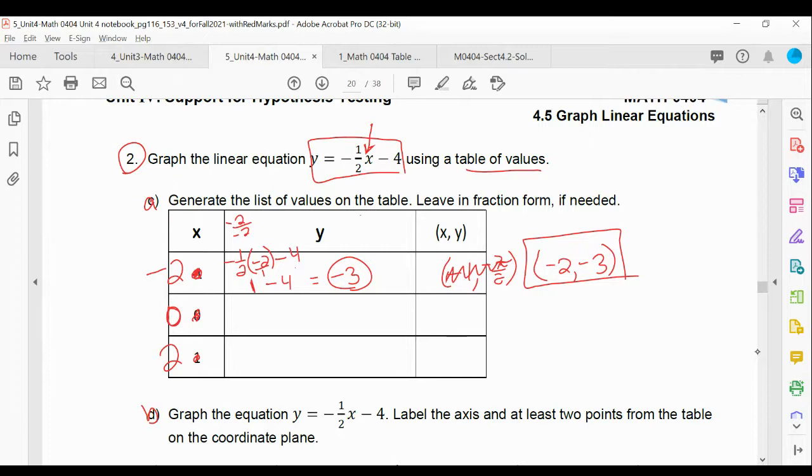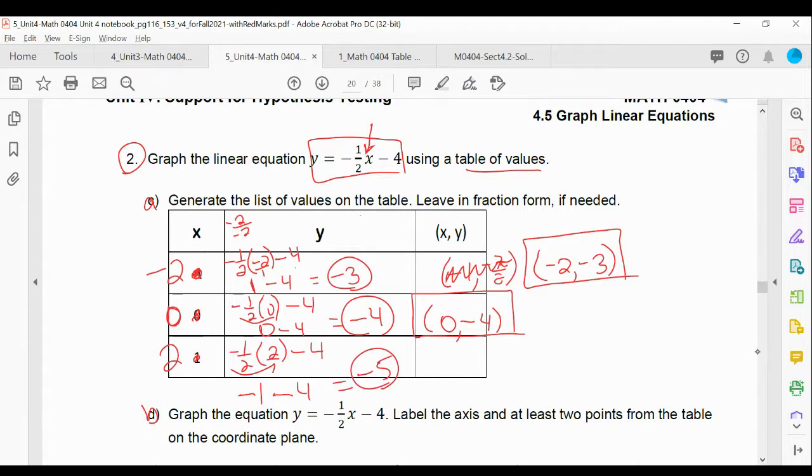Let's do 0. So -1/2, substitute 0 for x. 0 times anything is 0, minus 4. Don't forget, this is a -4. So let's write that as an ordered pair. That would be 0, -4. Last one, we have -1/2. Substitute +2 for x and subtract 4. So we multiply these two and we get -2 divided by +2. So that's -1 minus 4. We get an answer of -5. So this coordinate is 2, -5.